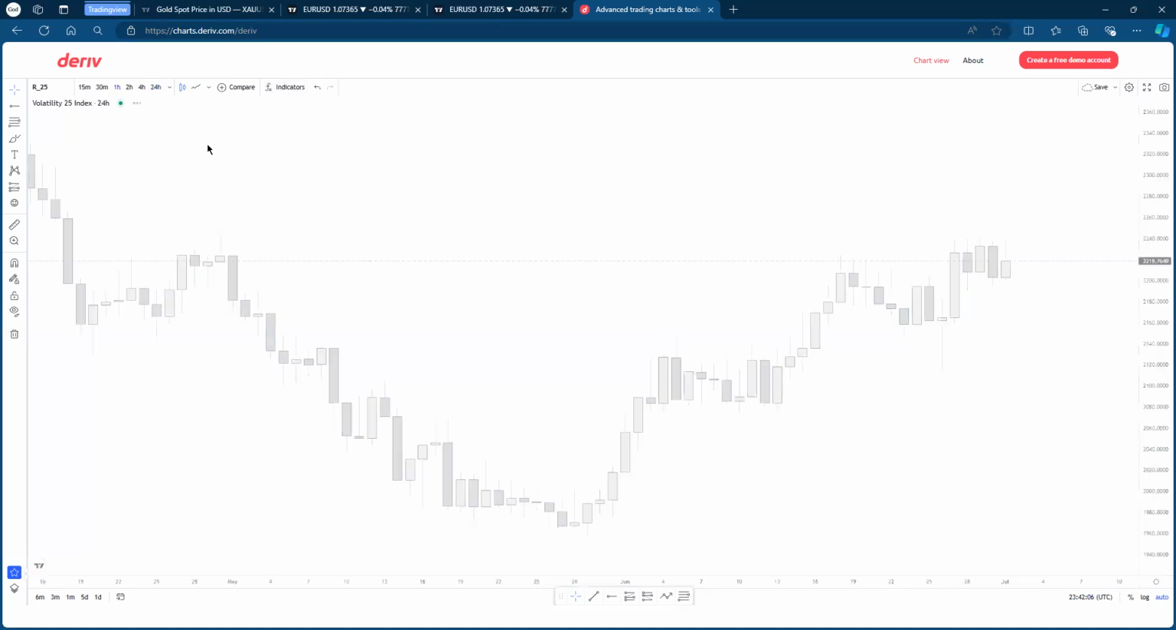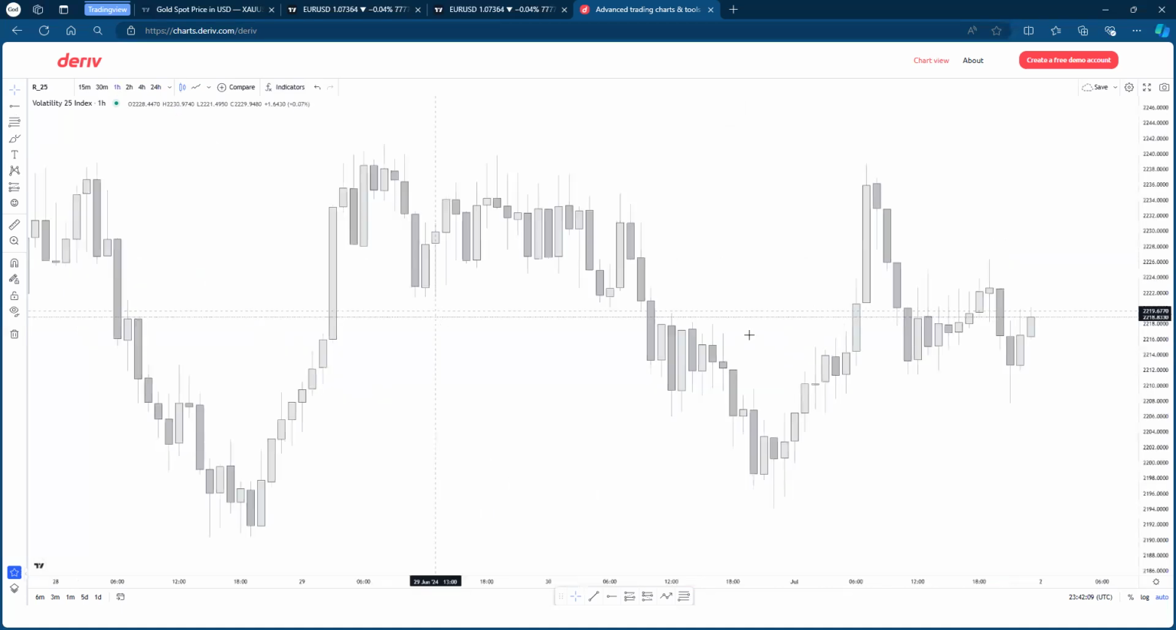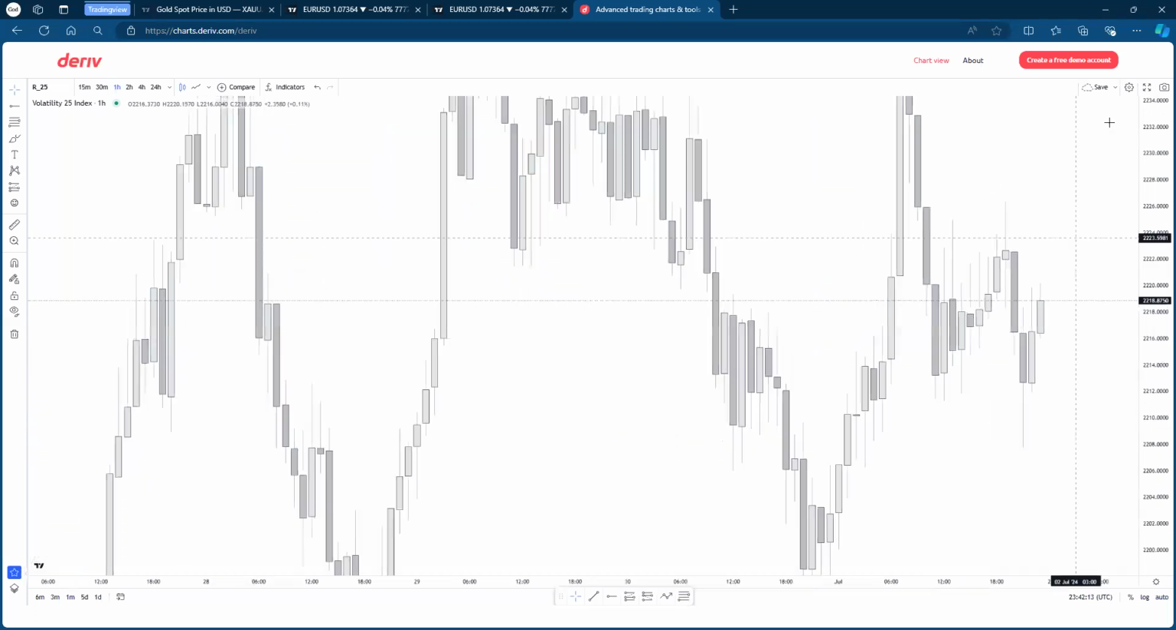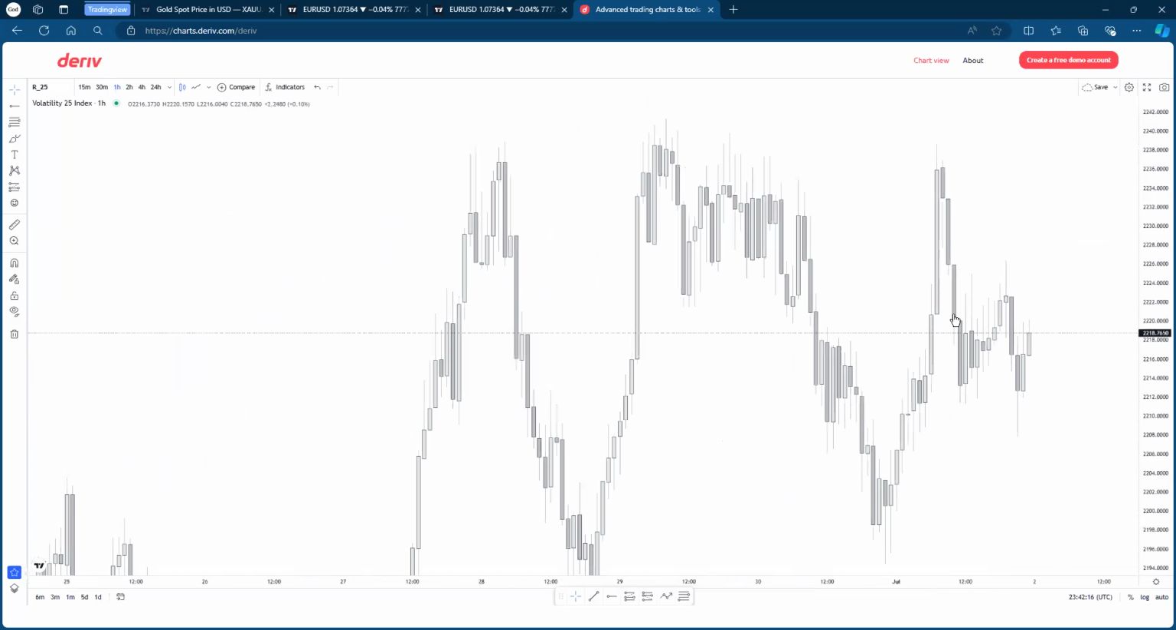But on the 1 hour time frame, this is what I did. Okay, beautiful. So this is where my entry was on the 1 hour time frame. You will see, when I checked price, the price was here.